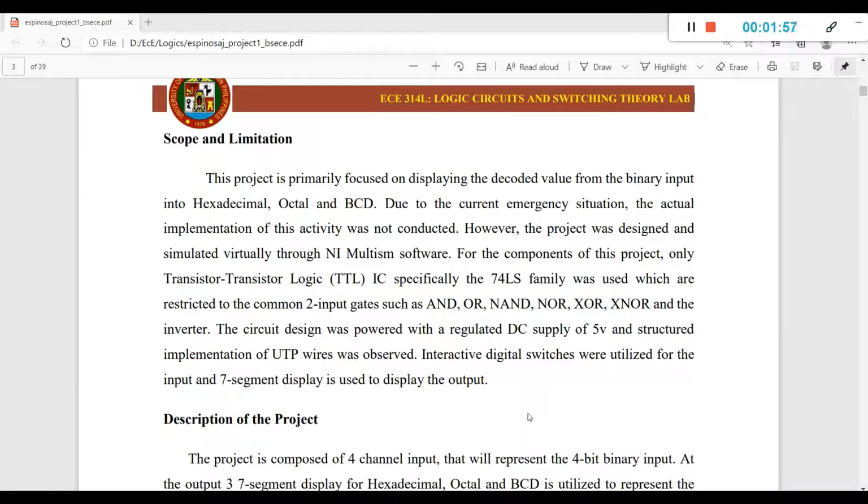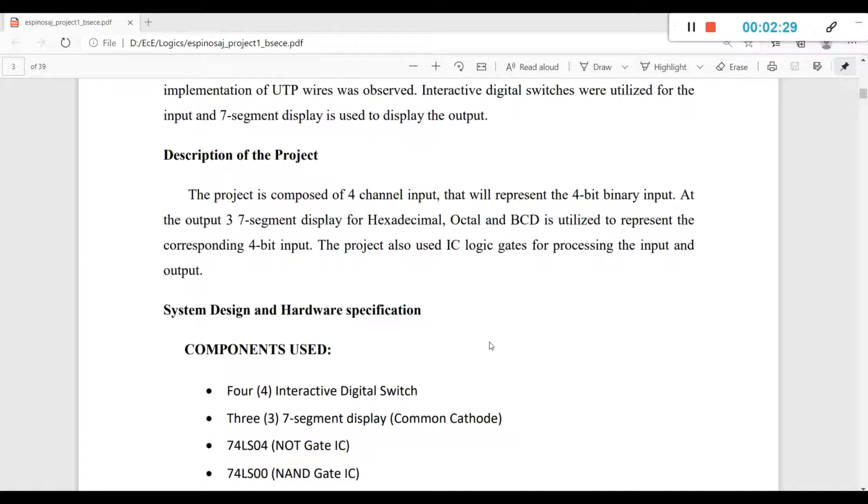For the components of this project, only transistor-transistor logic or TTL integrated circuits, specifically the 74LS family, were used, which are restricted to the common 2-input gates such as AND, OR, NAND, XOR, XNOR, and the inverter. The circuit design was powered with a regulated DC supply of 5 volts and structured implementation of UTP wire was observed. Interactive digital switches were utilized for the input, and 7-segment displays are used to display the output.